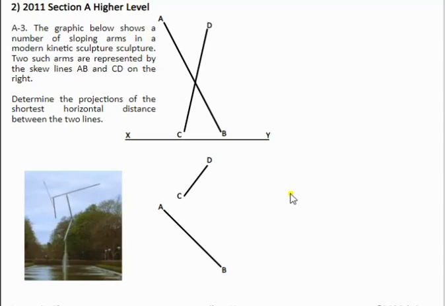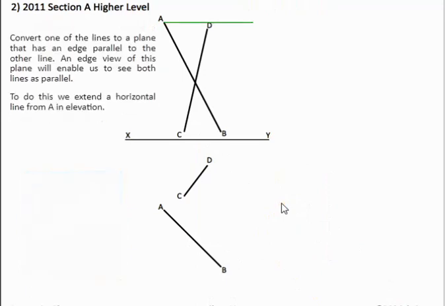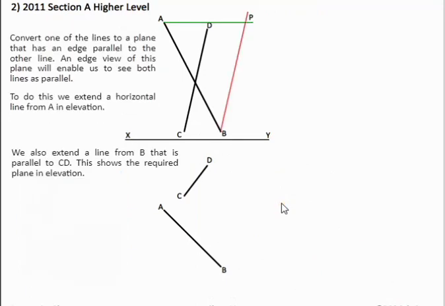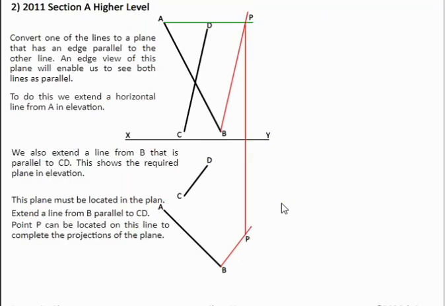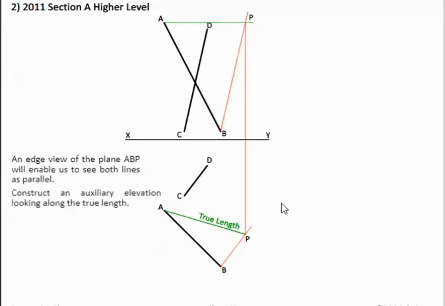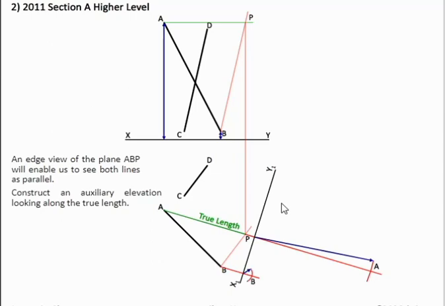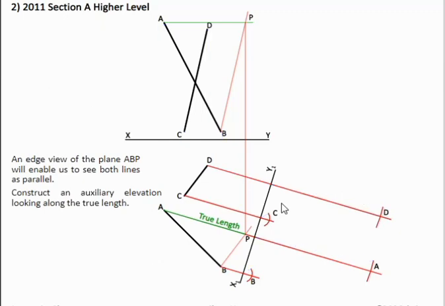So if we look at this question here, again, from A, take a horizontal line, from B, parallel to the other line. Then, in plan, from B, parallel to CD, and then that's how we locate point P, and this is our true length. Look along this true length then, to construct our first auxiliary. So our first auxiliary will give us the line AB and CD as two parallel lines. So we have our two lines set up.